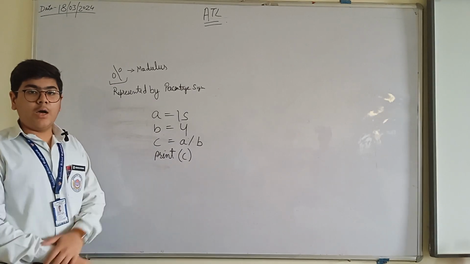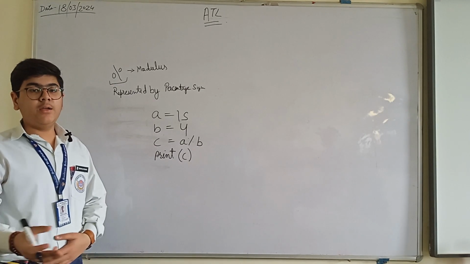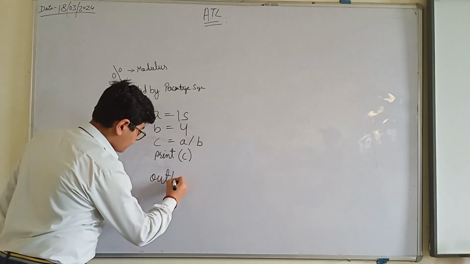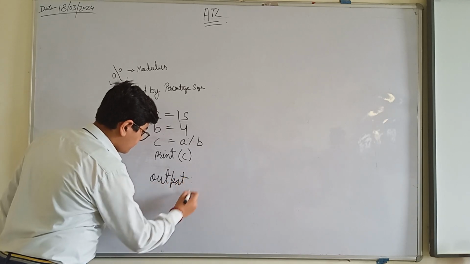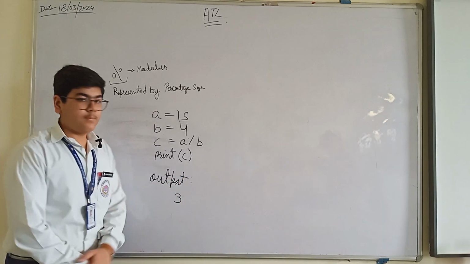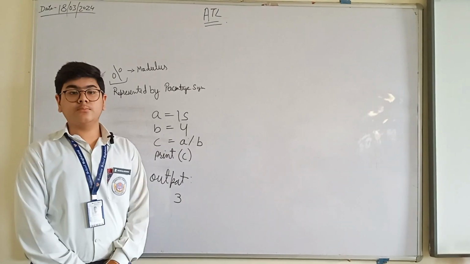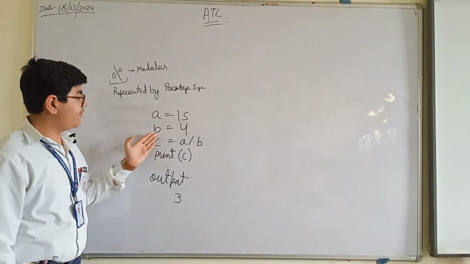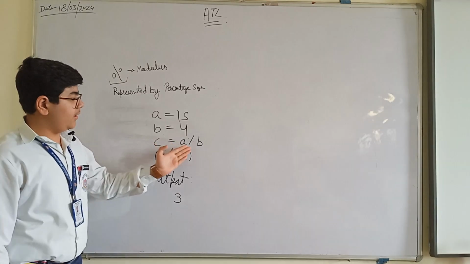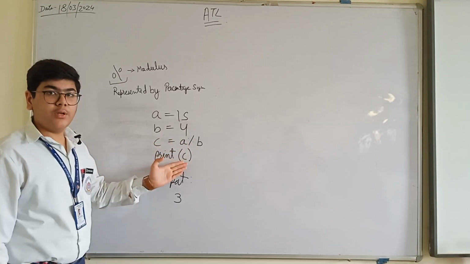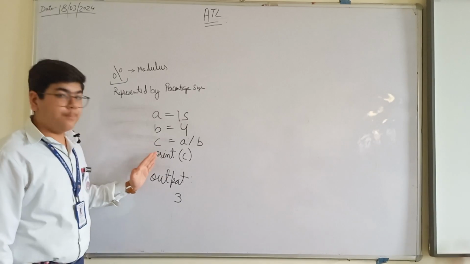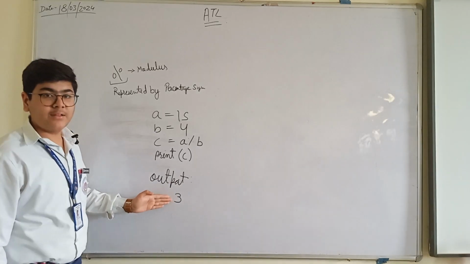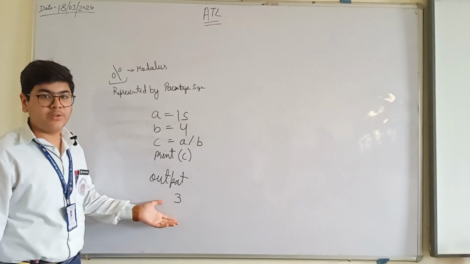This is the code. Now I will write the output which you will get by running the code. Here A refers 15, B refers 4, C refers B divided by A and its modulus, which now here print C means this the value of modulus will be printed as output here. You can see the output is 3.